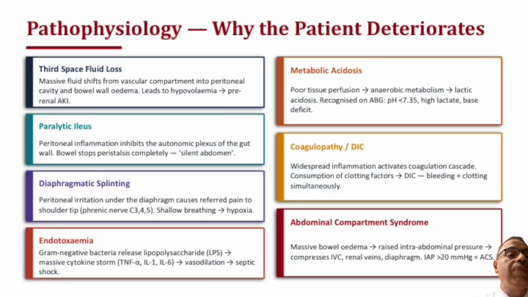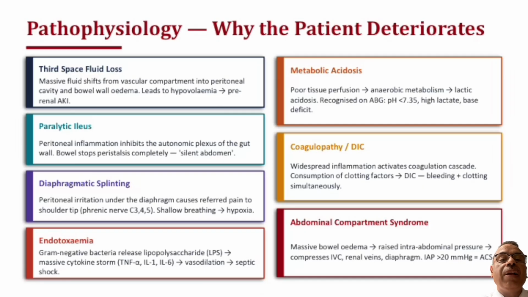Patient can also go on to develop coagulopathy leading to disseminated intravascular coagulation. Why? Because the widespread inflammation would activate the coagulation cascade. This coagulation cascade would lead to consumption of clotting factors, leading to consumptive coagulopathy, which ultimately leads to disseminated intravascular coagulation, causing intense bleeding and clotting simultaneously. So this is also one of the important complications leading to increasing morbidity and mortality.